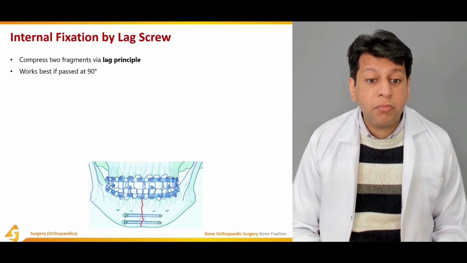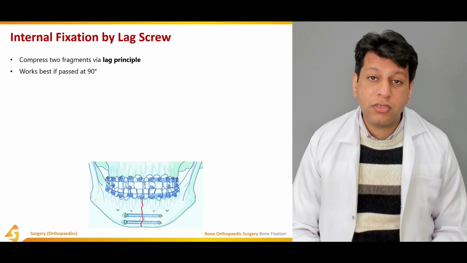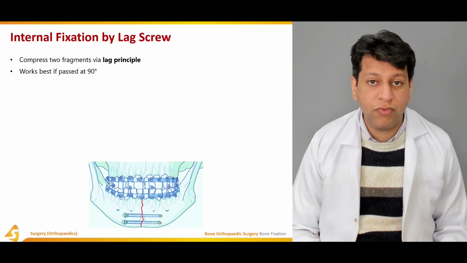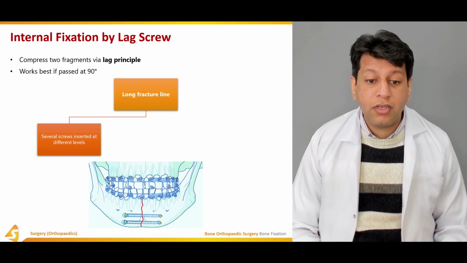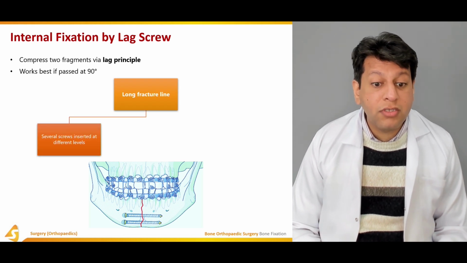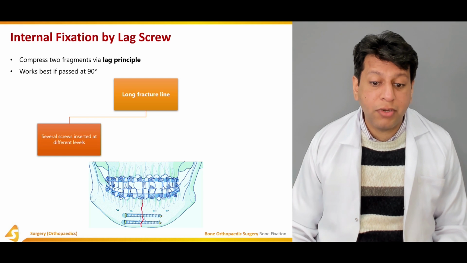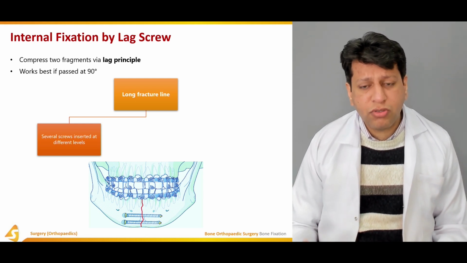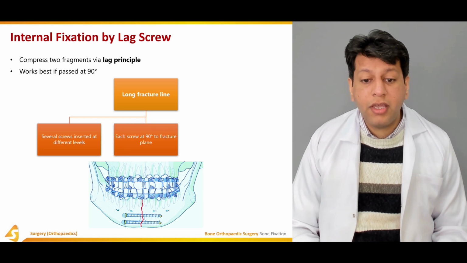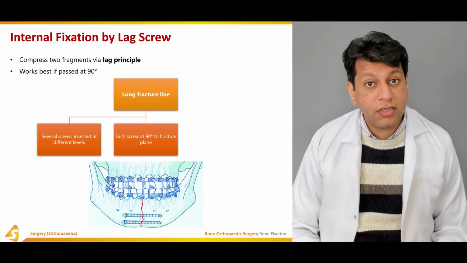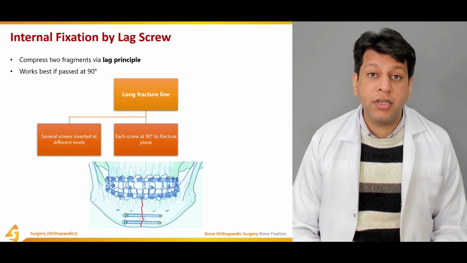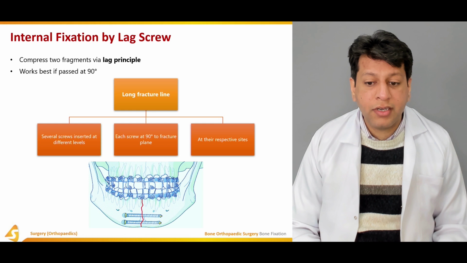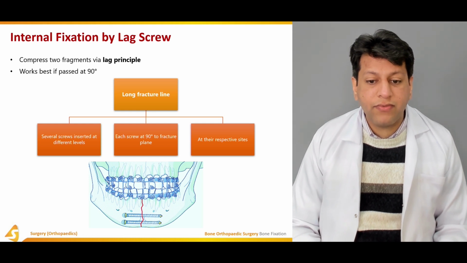It works best if passed at 90 degrees because the principle works perpendicular to the fracture line. If it's a long fracture line, several screws can be inserted at different levels, as you can appreciate over here. A single screw can also sometimes be sufficient. Each screw is at 90 degrees to the fracture plane. That is the most important point. If it's done parallel, it will not have its lag principle effect.